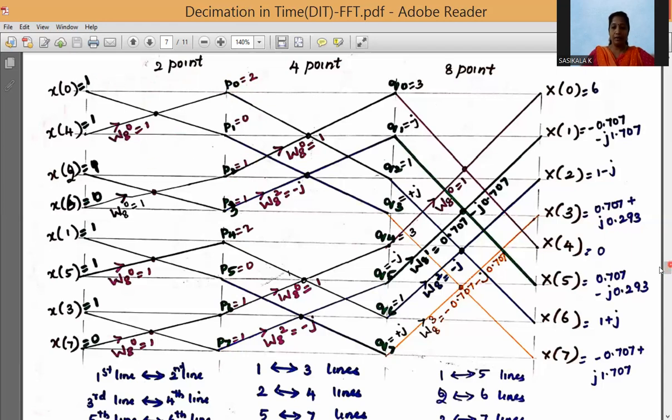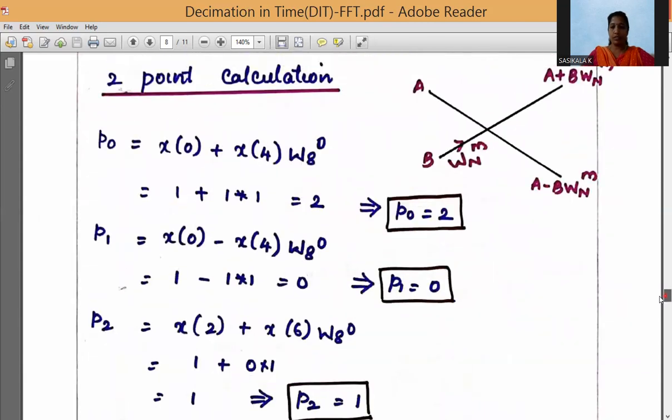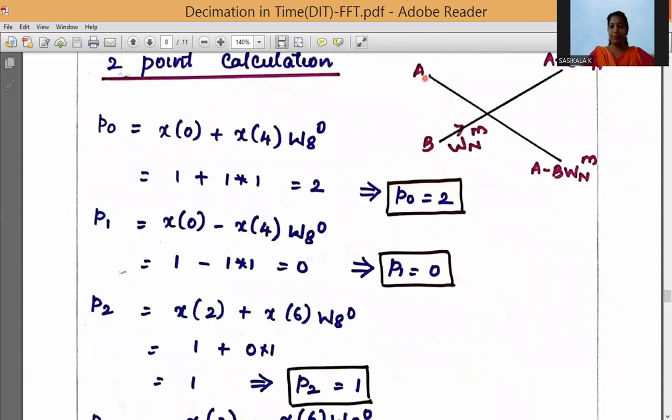So it looks like a butterfly, right? And already we know that in each point we'll be getting N by 2 butterflies, that is capital N is 8, so 8 by 2 is 4 butterflies. So this is the first butterfly, second butterfly, third butterfly and fourth butterfly. So I have 4 butterflies. So come here, how will we calculate the 2 point? So this is the butterfly diagram. A and B are the inputs.